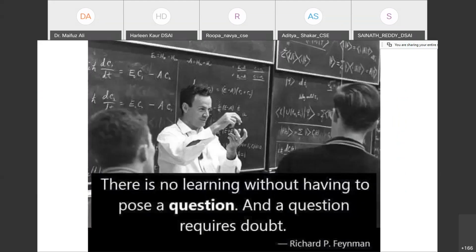A very famous scientist gave a very big quotation: there is no learning without having to pose a question. And a question requires a doubt. Definitely, if you want to understand, there will be a doubt. If there is a doubt, you must ask a question. And if there is no question, it means there is no doubt, which means you are not trying to understand.